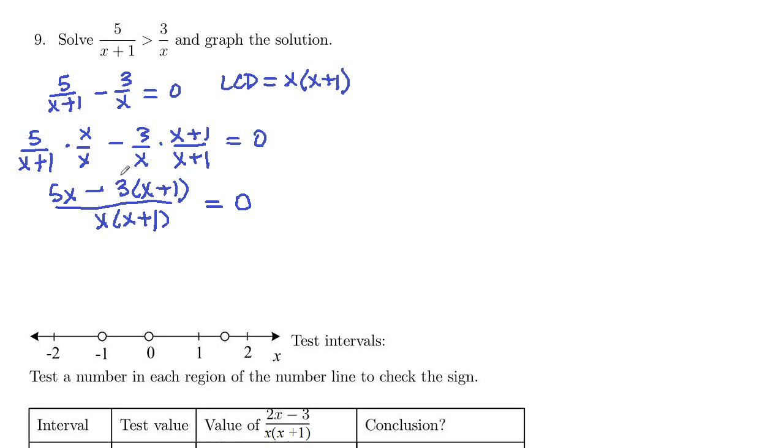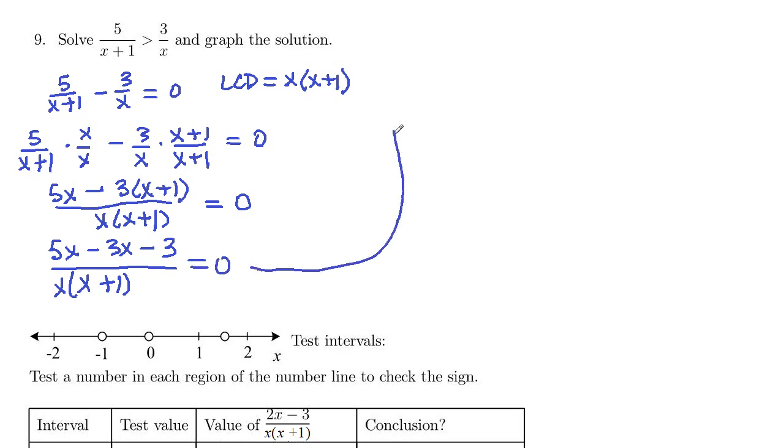And then both of those will be over the LCD of x times x plus 1. Let's go ahead and multiply the negative 3 in here, distribute that in. So this will be 5x, negative 3 times x is minus 3x, negative 3 times 1 is minus 3, over our LCD of x times x plus 1 equals 0. And then if we simplify here, 5x minus 3x is 2x, minus 3 in the numerator, and x times x plus 1 in the denominator.